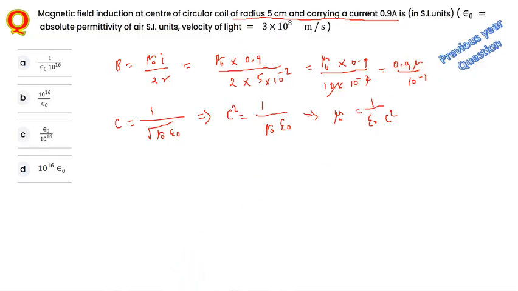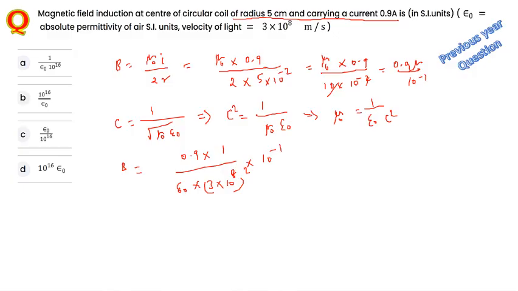Now in this formula, you just substitute the value of mu naught. From this one, b is equal to 0.9 times mu naught, and the mu naught value here is 1 divided by epsilon naught into 3 into 10 to the power 8 whole square, and additionally we have 0.9, which is 9 into 10 power minus 1.